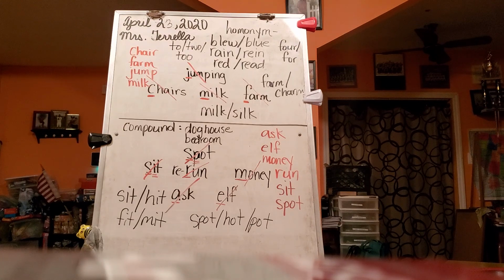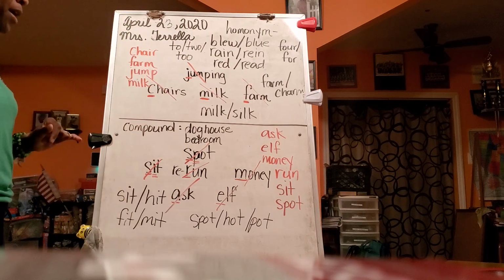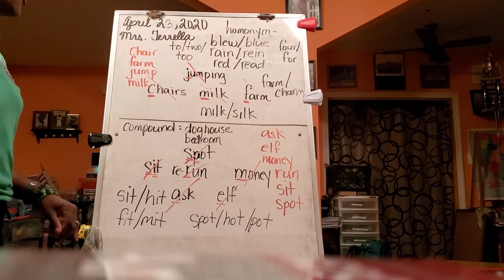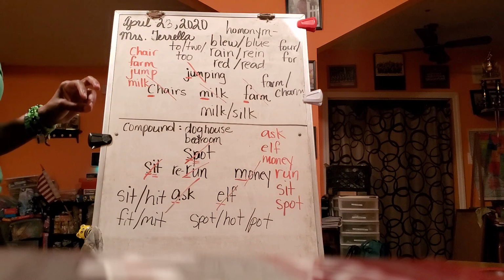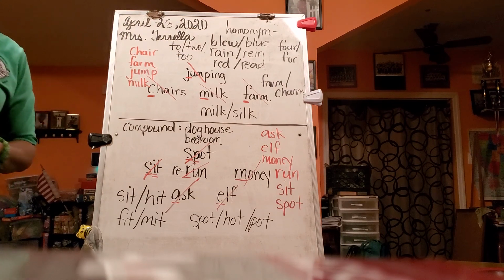So make sure you watch this video a couple of times so you can go over putting your words in alphabetical order. You can remember what compound words are. You can remember what rhyming words are. You can remember what homonyms are. You can remember what root words are. You can remember what a suffix is. And you can remember what a prefix is.